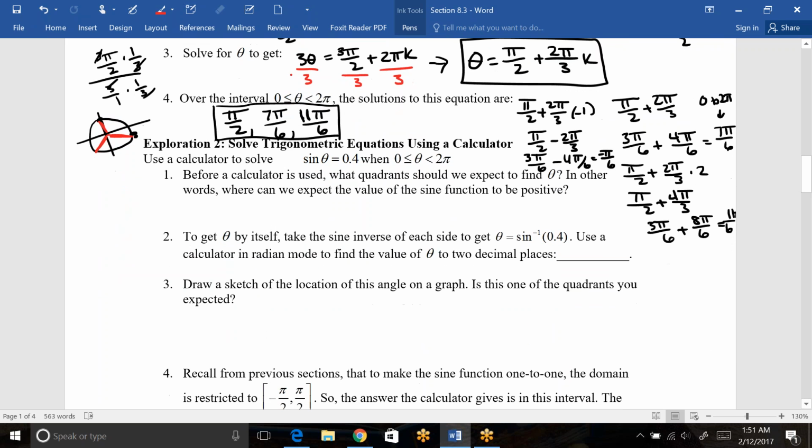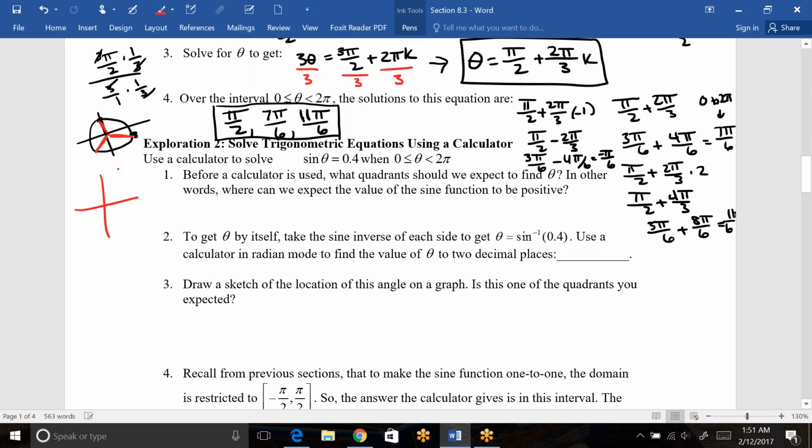All right, so we're going to try another one. This one says use a calculator to solve sine theta equals 0.4 when theta is between 0 and 2 pi. So let's read what we should do here. It says before a calculator is used, what quadrant should we expect to find theta?